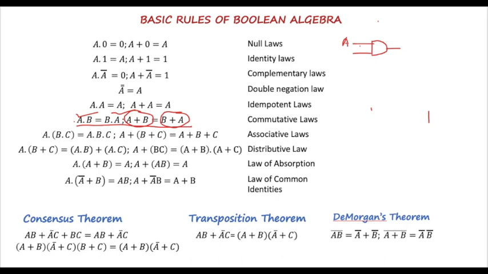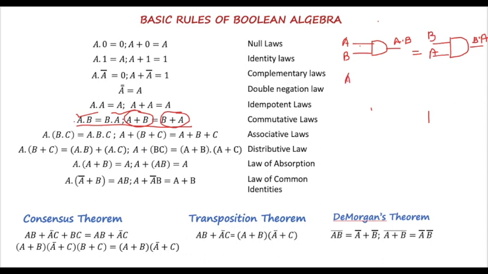First case, A and B. So what is the output? A dot B, which equals B ANDed with A, that is B dot A.